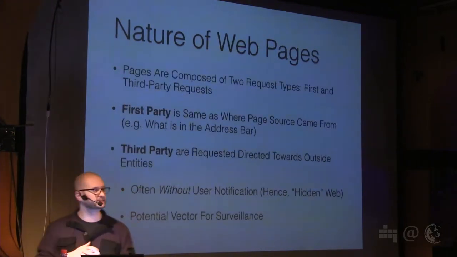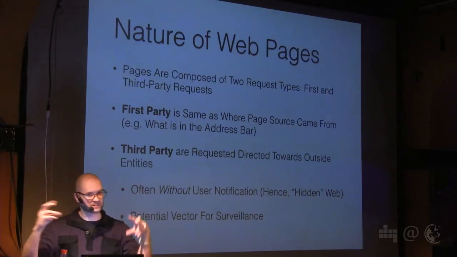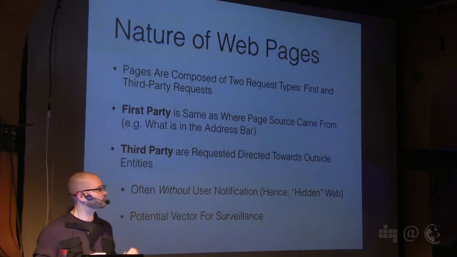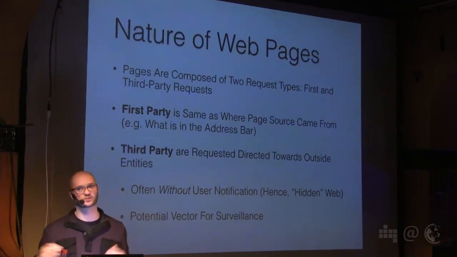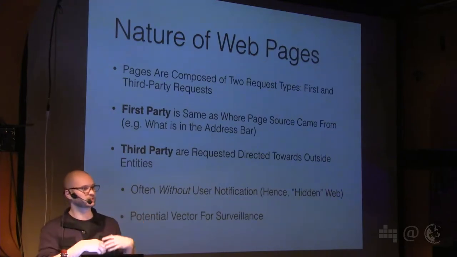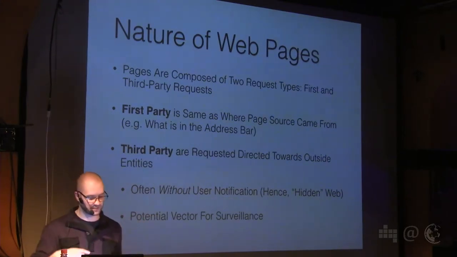So a page has a bunch of little pieces, the ingredients. Some of the ingredients are going to come from the same place as the web page. Those are called first party. So if you come to my website, I give you the code, and the code says download a picture from me. It's a one-party transaction.